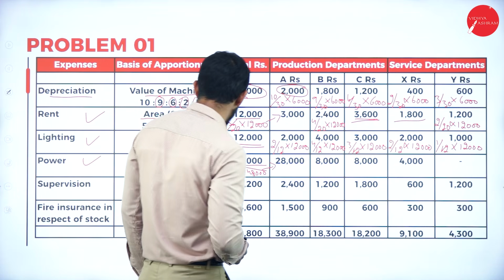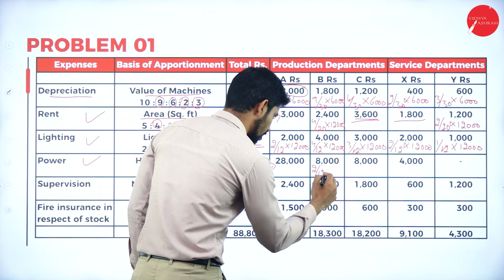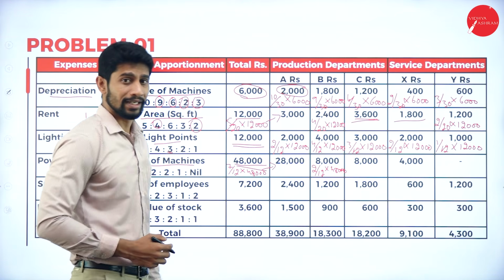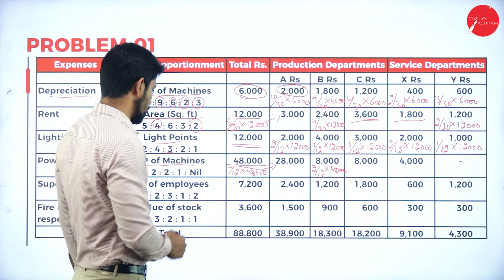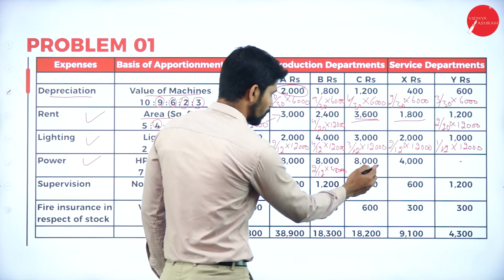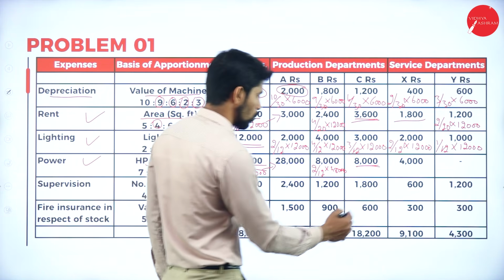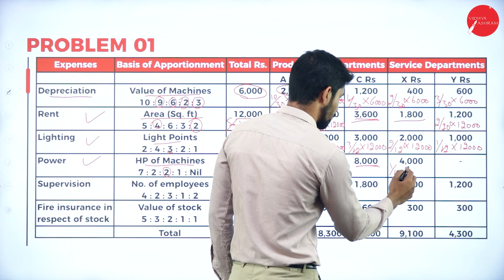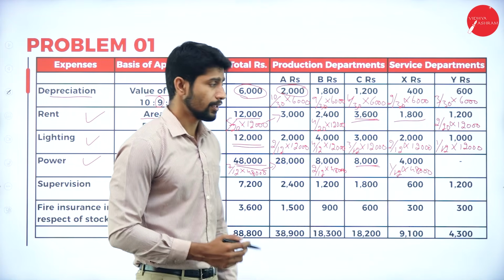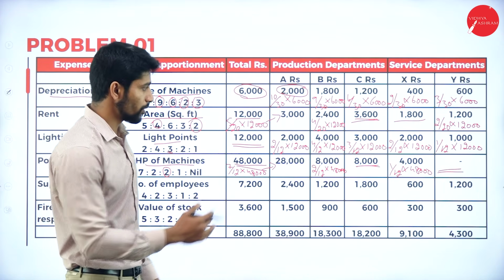Next, production department B is 2. So 2 divided by 12 into 48,000. You will get 8,000. For production department C, again it is 2. So 2 divided by 12 into 48,000, you will get 8,000. Next, service department X, it is 1. So 1 divided by 12 into 48,000, you will get 4,000. Next, service department Y, no power is supplied to the department, so it is nil.